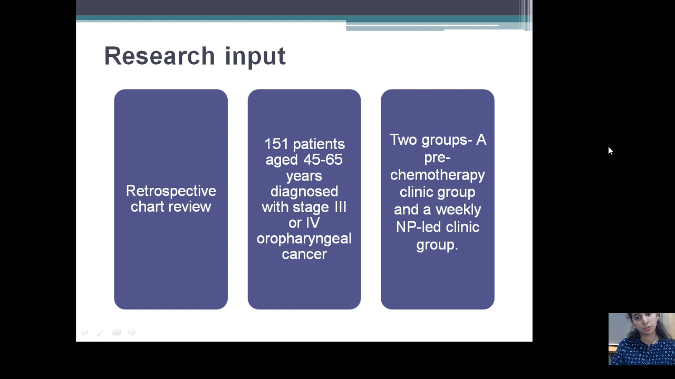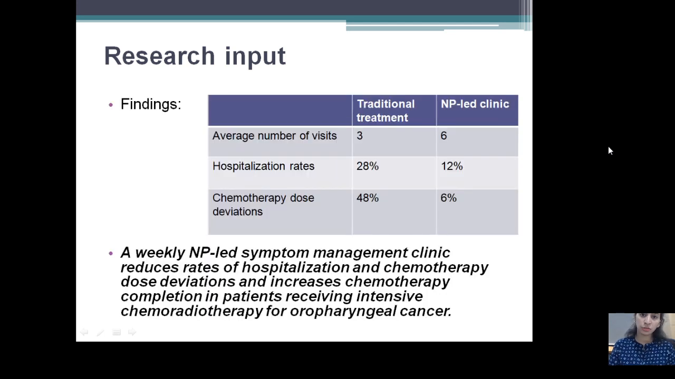151 patients aged 45 to 65 years diagnosed with stage 3 and or 4 oropharyngeal cancers were included. The two groups were divided: one was a pre-chemotherapy clinic group and the other a weekly nurse practitioner led clinic group. The findings include that the average number of visits was 3 in the traditional treatment, whereas it was 6 in the nurse practitioner led clinic.